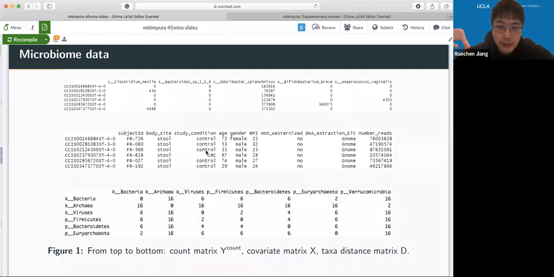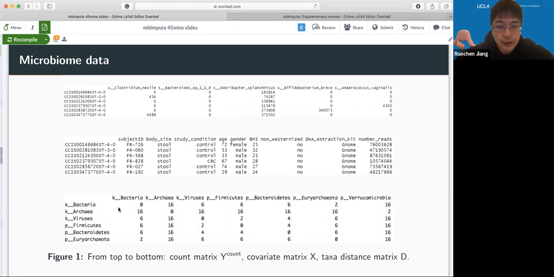You can read from this table that we have the study condition, so whether they have a certain cancer or they are healthy people, and their age, their gender, their body mass index, and other related information. And other than that, we also have the phylogenetic information. The phylogenetic tree basically captures the evolutionary relationship among different bacterial species.